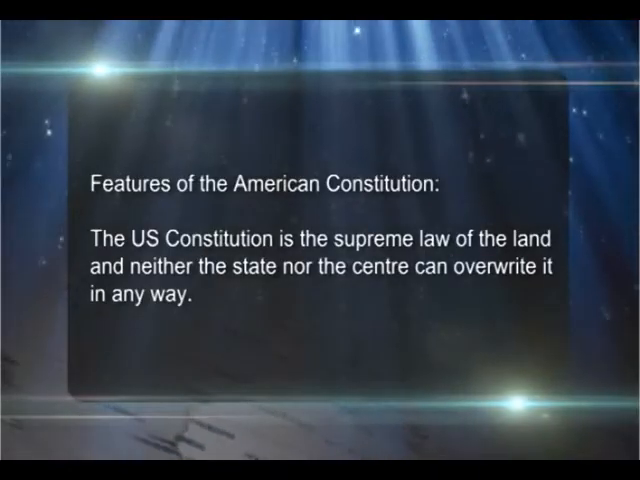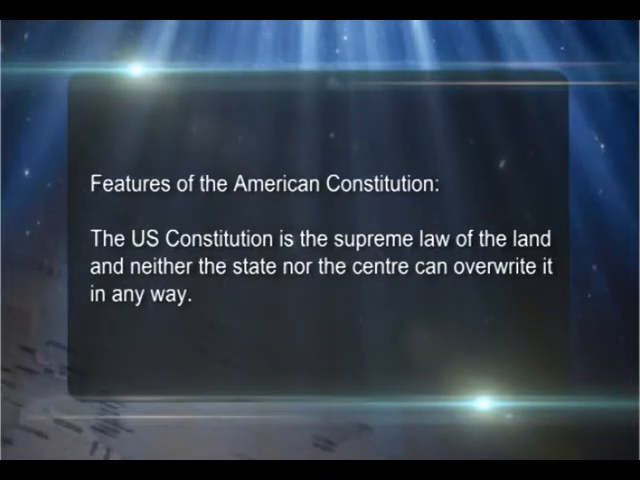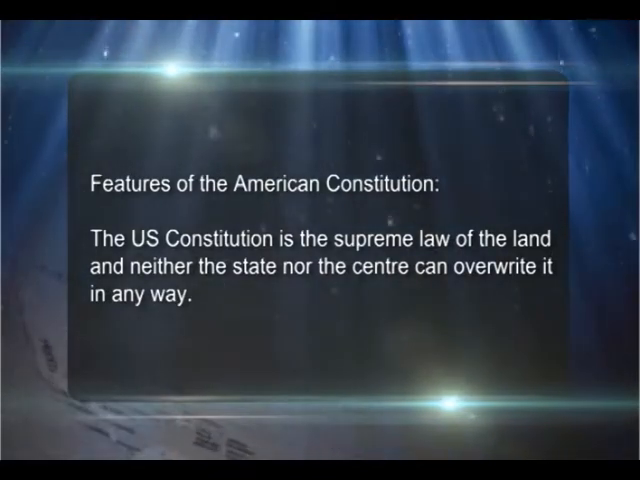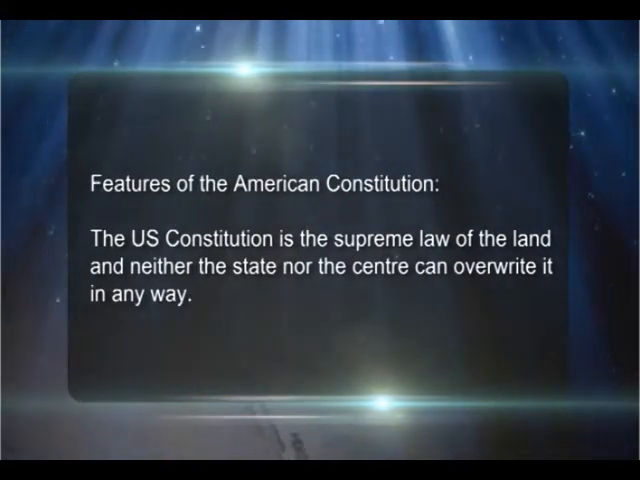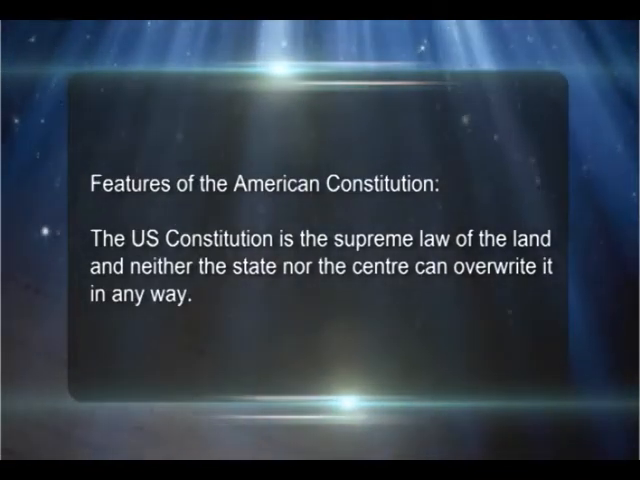However, in reality, we find that the federal center has become powerful primarily due to the application and adoption of what we call the doctrine of implied powers. The next feature of the US Constitution is the supremacy of the Constitution. The Constitution undoubtedly is the supreme law of the land, and neither the state nor the center can override it in any way.